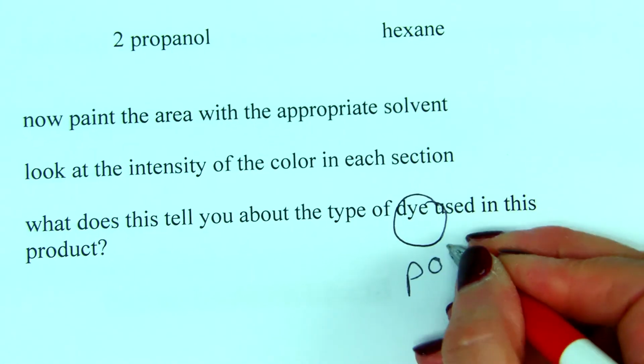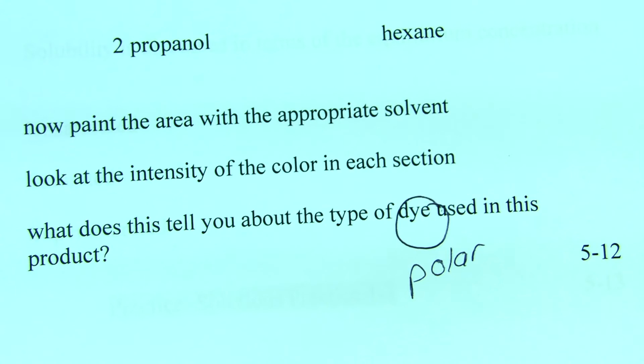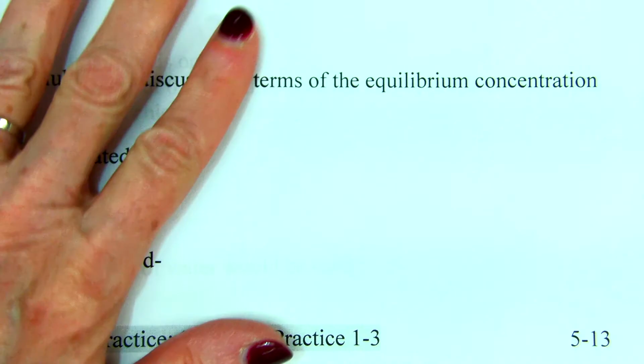So this is a quick and dirty way to show that like dissolves like. Things that are alike dissolve in solvents that have the same polarity. So let's look at some examples on page 5-13 in your notes.